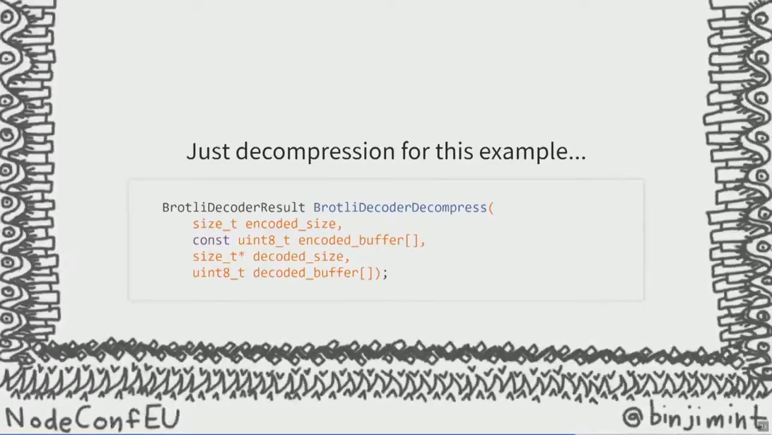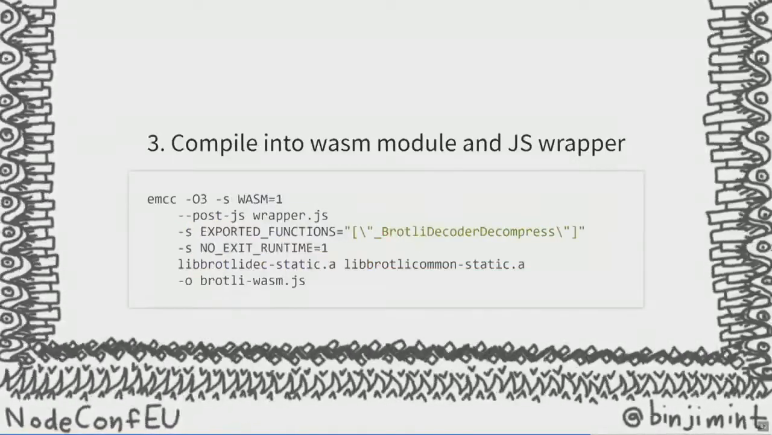So if you look at the API for Brotli, there's this C function here. And it's pretty simple and actually gives you exactly what you want. You basically give it a buffer of data that you want to compress and a size, and then you give it another buffer, which is where to write the data. And then it'll give back the size of that compressed data.